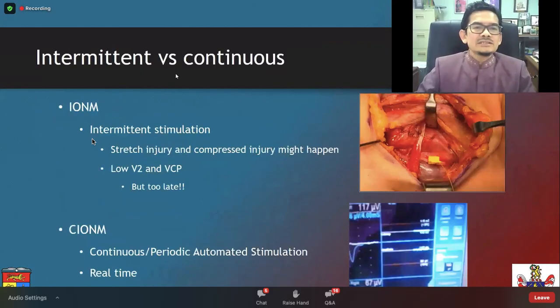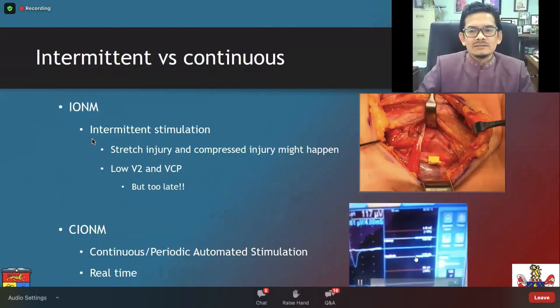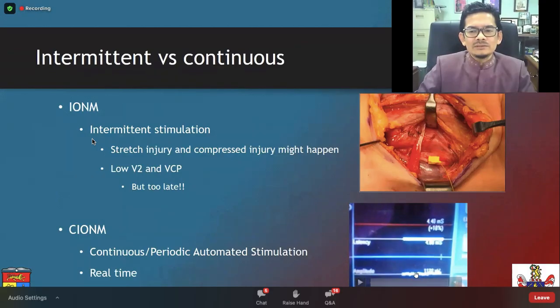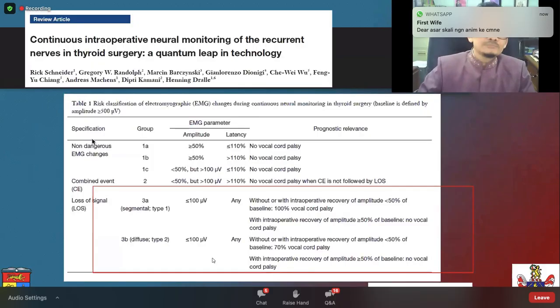And this is the difference from continuous nerve monitoring, because if it's just an intermittent stimulation, you don't pick up when there is stretch injury or compression injury that might happen during the procedure. So at the end, when you measure the V2 and it is already low, then you know that there is injury, but it's too late. But the continuous intraoperative nerve monitoring is a continuous stimulation. So you will get the reading all the time. So if there is any compression or traction injury to the nerve, you'll see it in the amplitude. So it is real time.